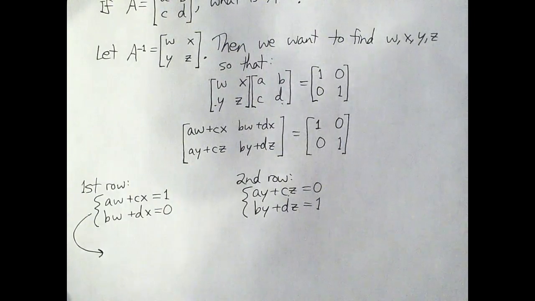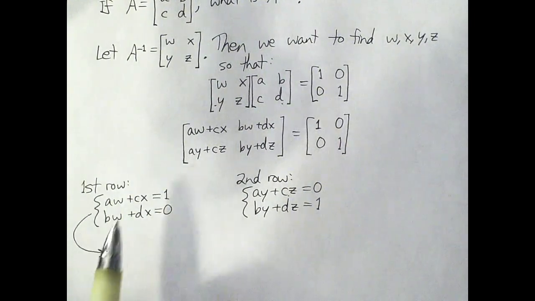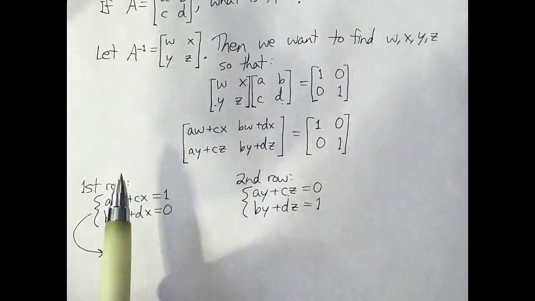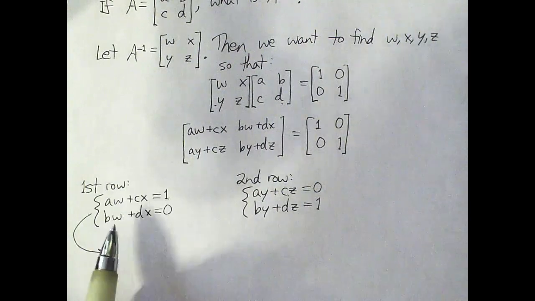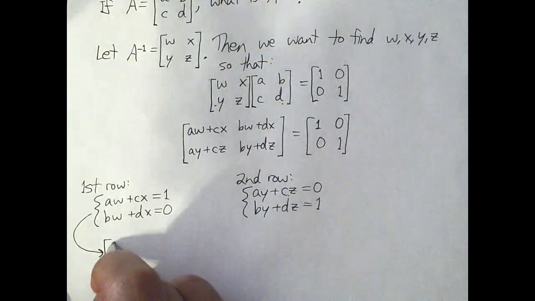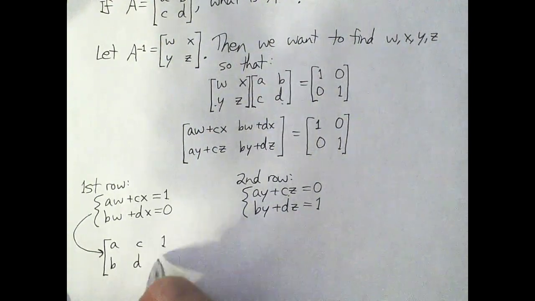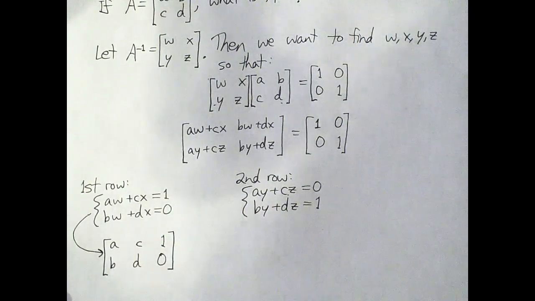From this system, if we were to try to solve it, remember, we're assuming that A, B, C, and D are given constants. It's W and X that are the unknowns that we would like to solve for. So if I wanted to treat this as a system and solve it with an augmented matrix, my augmented matrix would look like A, C, B, D, 1, 0 to try to solve this.